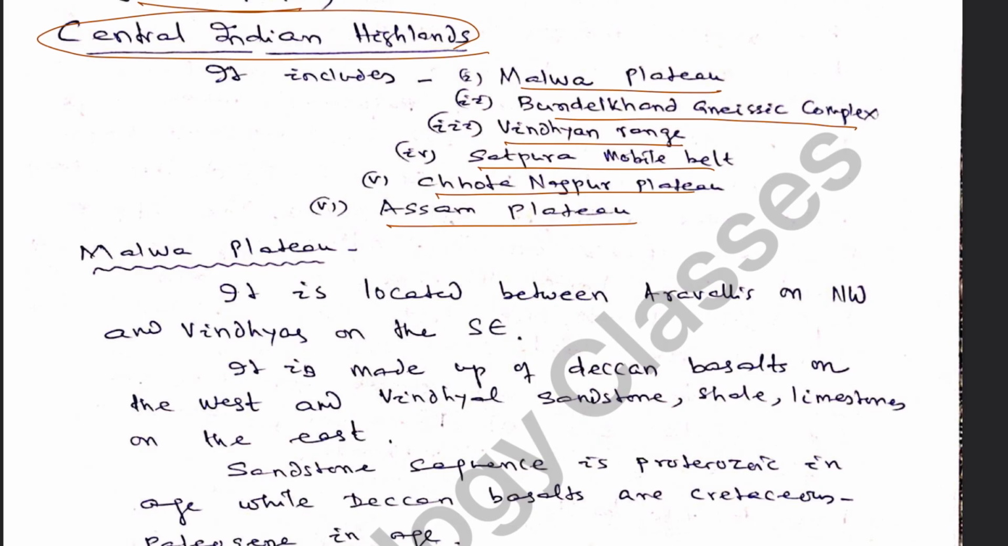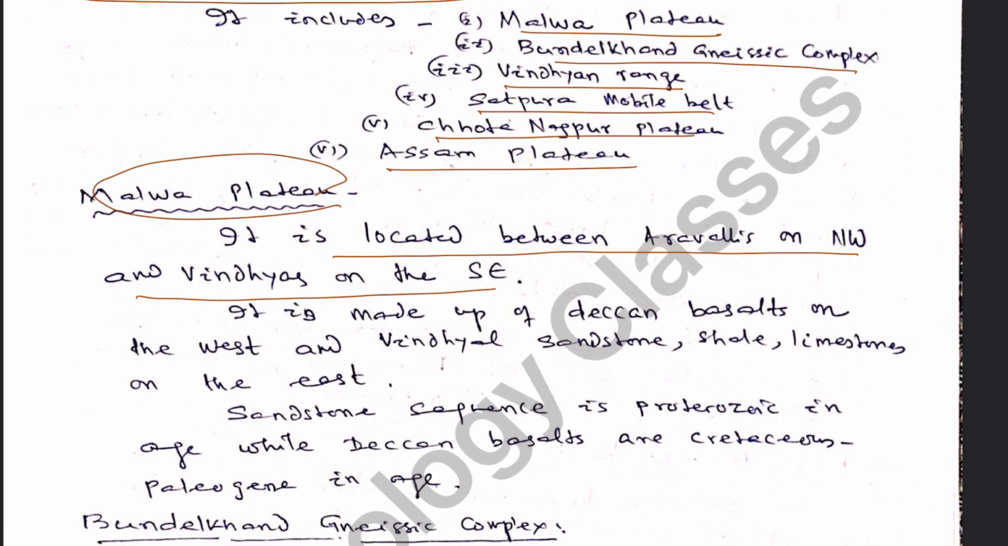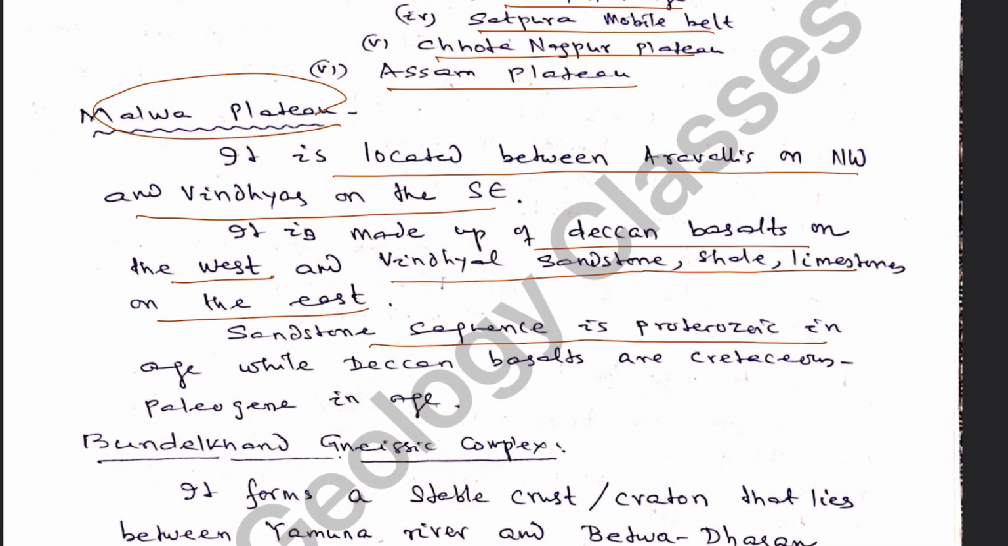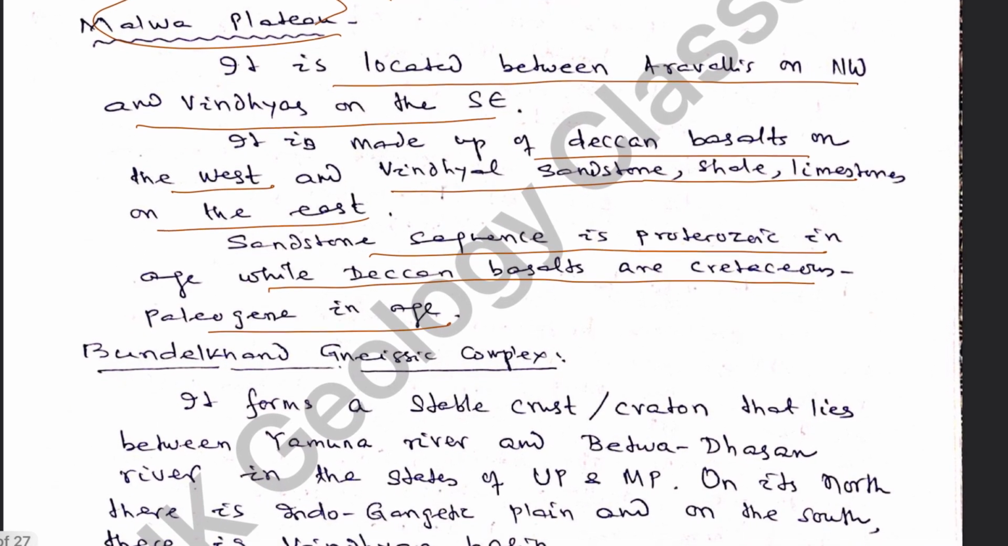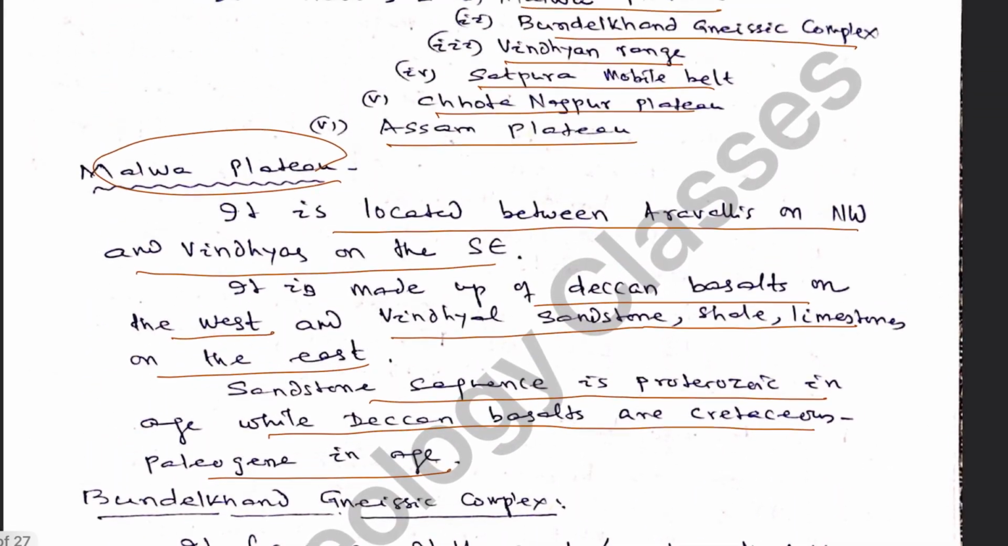So what is the Malwa plateau? It is located between Aravallis on the northwest and Vindhyans on the southeast. So it lies between Aravalli and Vindhyas. It is made up of Deccan basalts in the west and Vindhyan sandstones, shales and limestones on the eastern side. The sandstone sequence is Proterozoic in age, while the Deccan basalts are Cretaceous-Paleogene in age. So this plateau forms a part of the Central Indian highlands.